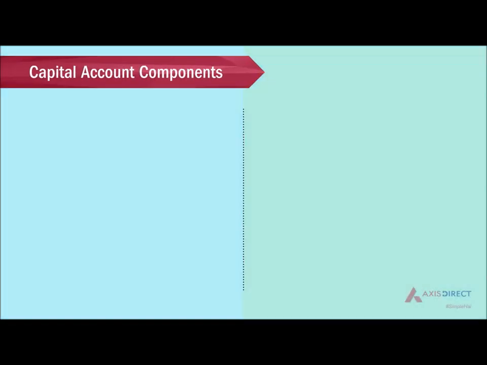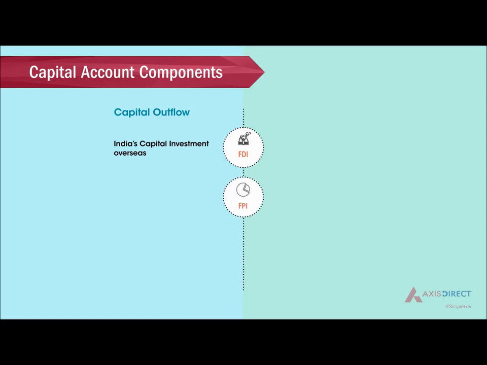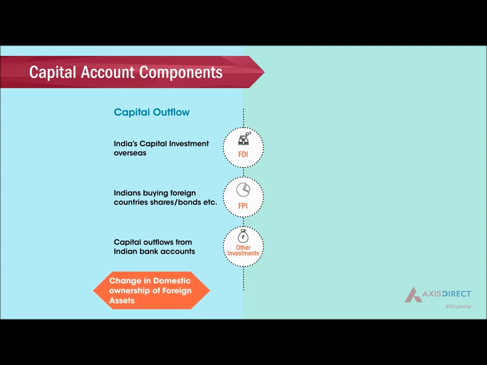Now let us look at capital account components. Firstly, capital outflow, in which FDI or foreign direct investment consists of India's capital investment overseas. FPI or foreign portfolio investment consists of Indians buying foreign countries' shares or bonds, and other investments consist of capital outflow from Indian accounts. Capital outflow represents change in domestic ownership of foreign assets.